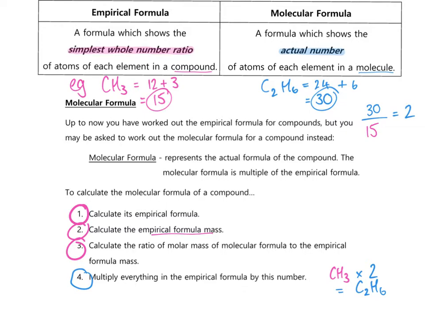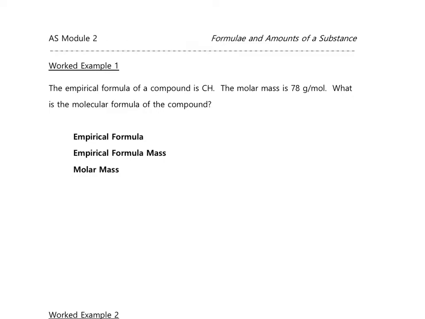Let's look at a worked example of that. So over on page 7, have a look at worked example 1. It says the empirical formula of a compound is CH. So in this example, I have been given the empirical formula, so I can skip step number 1. The molar mass is 78 grams per mole. What is the molecular formula of the compound? So the empirical formula is CH. What is the empirical formula mass? So we're looking for essentially what is the RFM of the empirical formula.